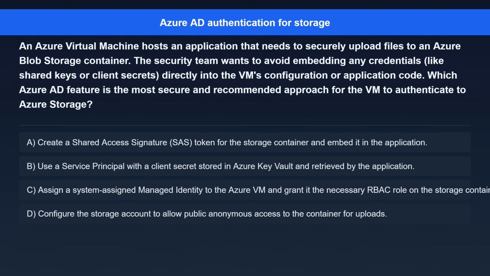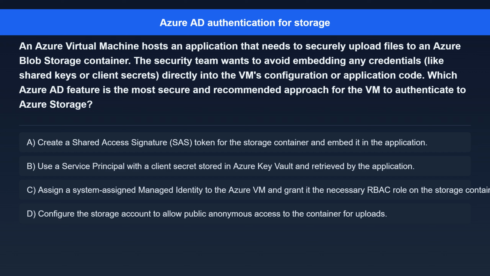Question 8. An Azure virtual machine hosts an application that needs to securely upload files to an Azure Blob storage container. The security team wants to avoid embedding any credentials, like shared keys or client secrets, directly into the VM's configuration or application code. Which Azure AD feature is the most secure and recommended approach for the VM to authenticate to Azure Storage?